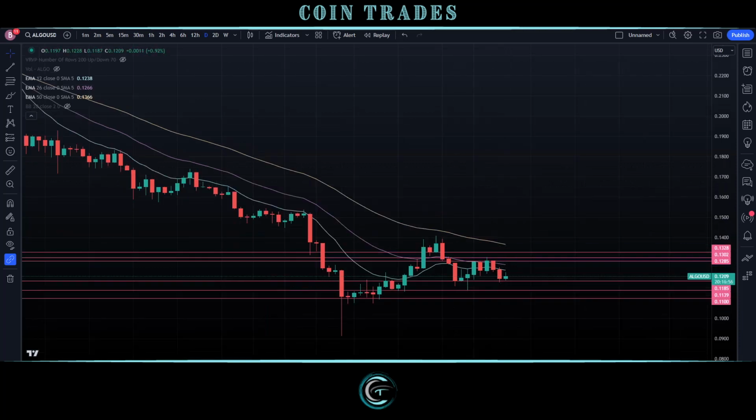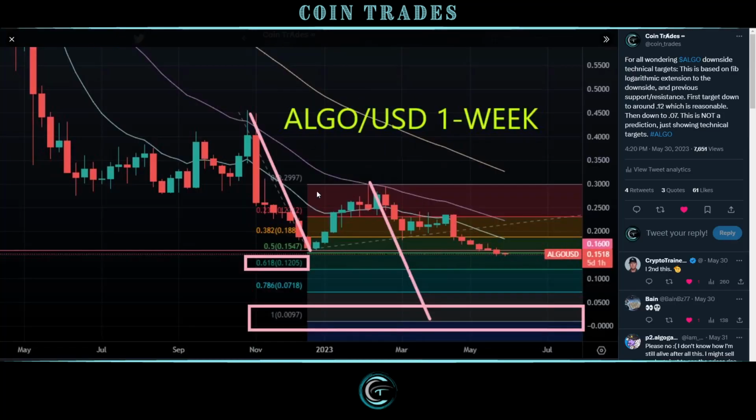Now, I want to switch over really quick to Twitter and talk about a post I made at the end of May that pretty much just highlighted the downside potential targets for Algorand based off of a Fibonacci logarithmic extension. So essentially the way this works, as you can see, is the magnitude of the initial pullback, and then we use that as a target to the downside, and that does meet up with our 100% Fibonacci extension level. Obviously, this would be right about 1 cent, and we don't think that's necessarily a target, although that is the 100% Fibonacci logarithmic extension to the downside.